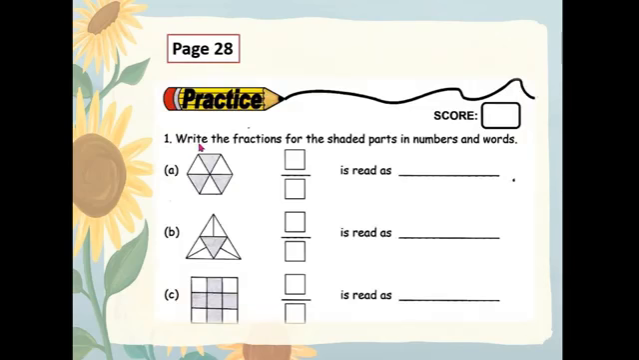Now let's answer your book, page 28, numbers 1 and 2. Number 1, write the fractions for the shaded parts in numbers and words. Write the numbers inside the boxes and words on the line. I'm going to give you 3 minutes to answer practice number 1.